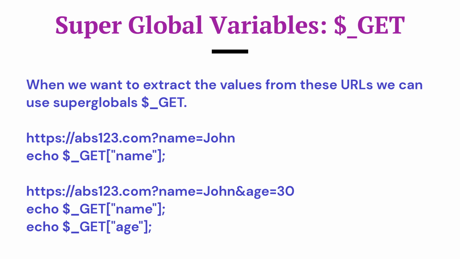$_GET. Sometimes, we can see the text added to the URL of the address bar. When we want to extract the values from these URLs, we can use superglobal $_GET. We have to extract the value using the name of the variable in the query string. An example can clear it more. Say this is a URL. We want to know the value of the key name. Hence we use $_GET. There can be more values in the query string also.